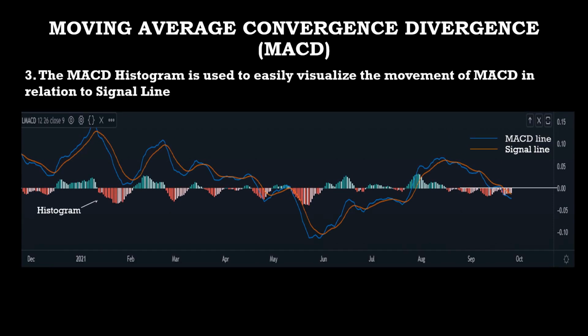The MACD histogram is used to easily visualize the movement of the MACD in relation to the signal line. If prices are rising, the histogram grows larger as the speed of the price movement accelerates, and contracts as price movement decelerates. The same principle works in reverse as prices are falling. Many traders rely on this indicator to measure momentum because it responds to the speed of price movement.